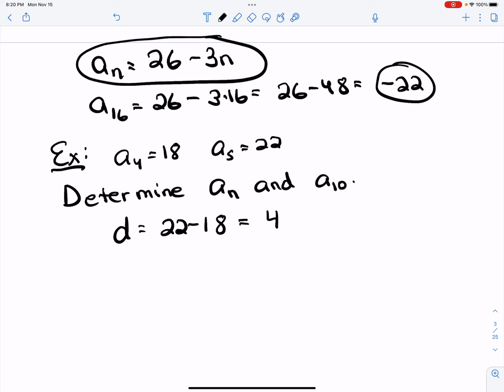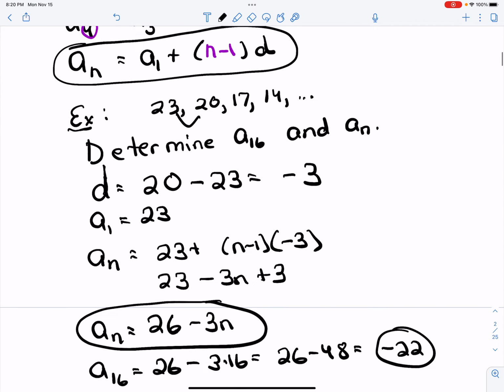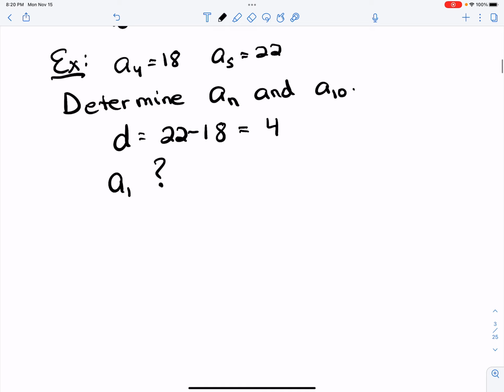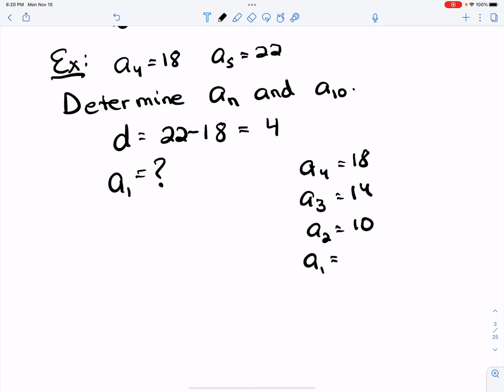So then we've got to think for a second about, well, what would be a sub 1? Because we need a sub 1 in order to find a sub n, don't we? Let's remember that formula. A sub n equals a sub 1 plus n minus 1 times d. So let's find a sub 1. Well, if there's a common difference of 4, then that means going backwards. If you know a sub 4 is 18, then you know a sub 3 has to be 14, a sub 2 has to be 10, a sub 1 has to be 6. You just keep subtracting 4.